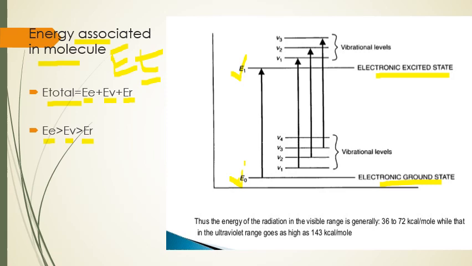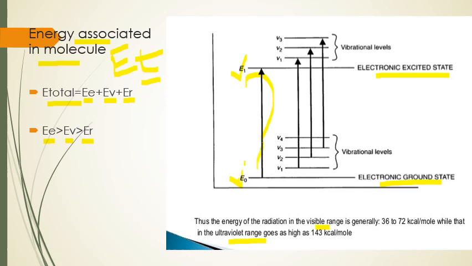That's why the electronic energy is very high, and high energy is required for an electron to jump from the lower state to the excited state. And that energy is the combined energy that is in the visible and ultraviolet range, which has this much energy that can jump the electron from the lower state to the excited state.